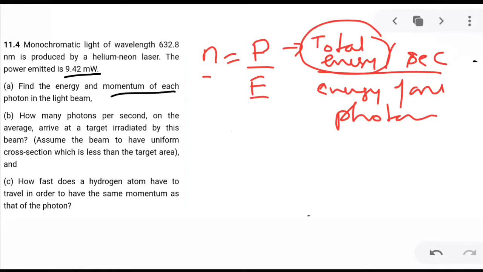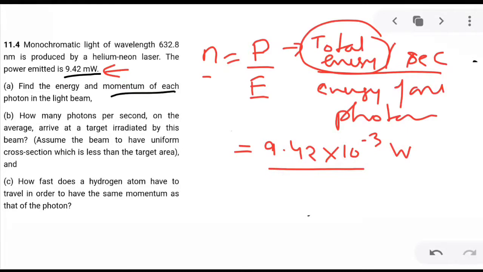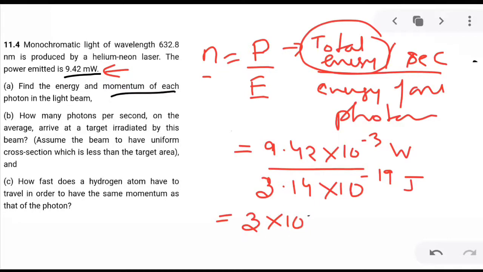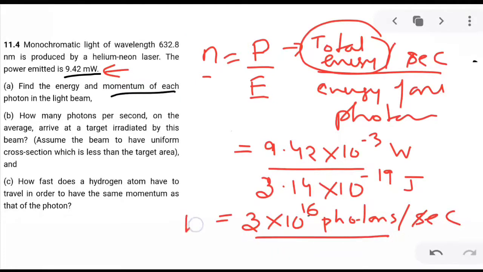So power is 9.42 milliwatt. That is 9.42 into 10 power minus 3 watt divided by energy of one photon, which we have already calculated in the previous part, 3.14 into 10 power minus 19 joule. If you simplify this, you'll get the result as 3 into 10 power 16 photons per second. So this is the answer to part B.